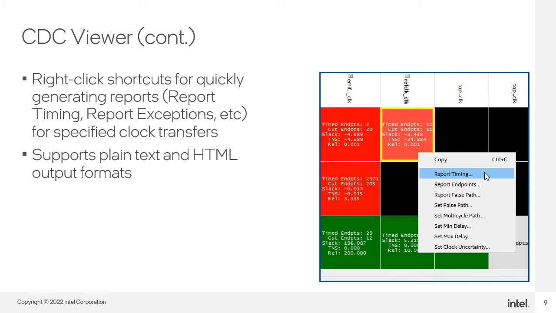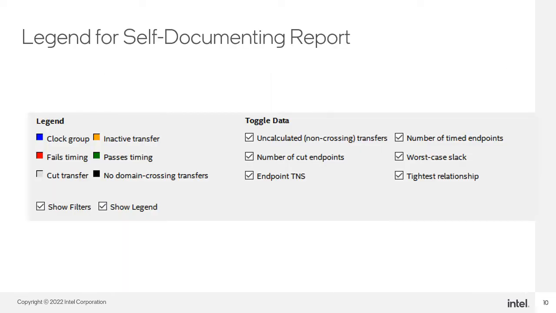Right-click in each grid to generate reports and create SDC commands for the specific clock transfers. The available context menu options are shown in the slide. The reports support both plain text and HTML outputs. The legend in the CDC Viewer report shows the color coding associated with the grids and allows you to toggle data on and off depending on which bit of information you want to focus on.